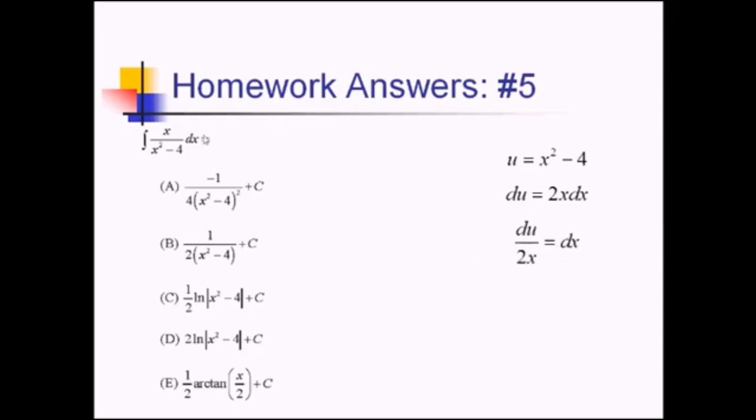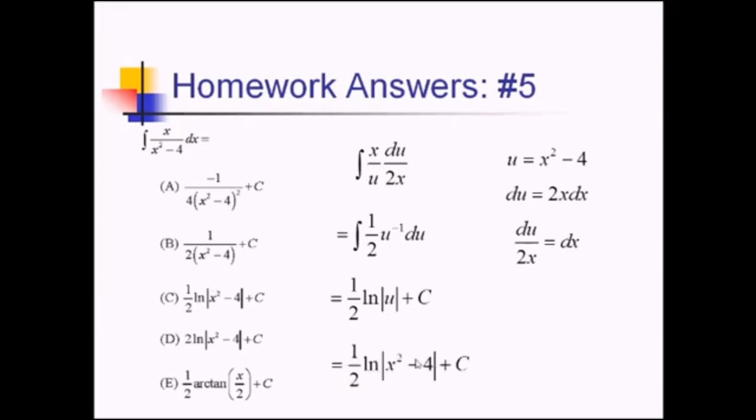Substituting back in now, this is going to be x over u times du over 2x. These x's cancel, which is great, so I still have a 1/2, and now I also have a u to the negative 1 power. Now I know that the antiderivative of 1 over u, or u to the negative 1, is just ln of absolute value of u. So this is 1/2 ln of absolute value of u plus c. None of my answer choices have u's in them. They all have x's. So I'm going to have to replace this u with x squared minus 4, which I will do now. And let's see if I have any of those answer choices. So it looks like answer choice C is a match. Let's go with that one.